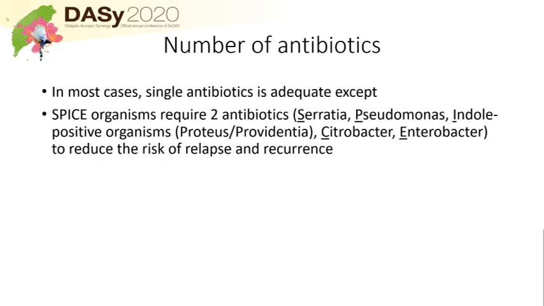The SPICE organisms refer to Serratia, Pseudomonas, indole-positive organisms including Proteus or Providencia, Citrobacter, and Enterobacter. The use of 2 antibiotics is to reduce the risk of relapse and recurrence.